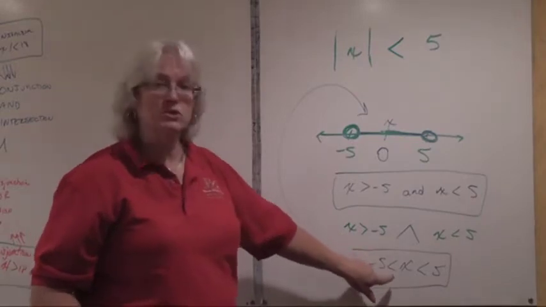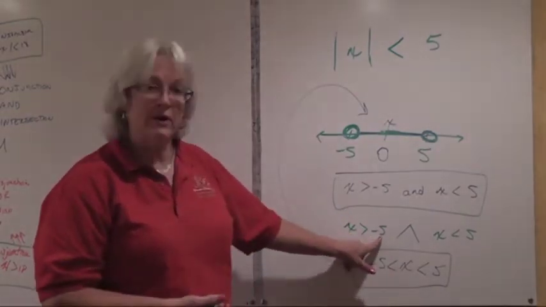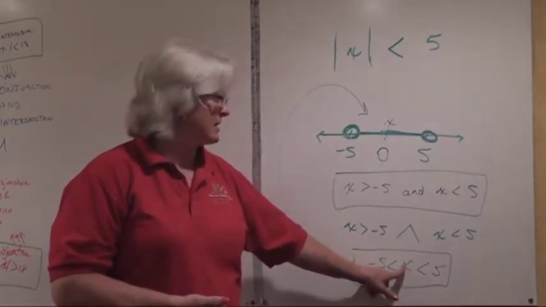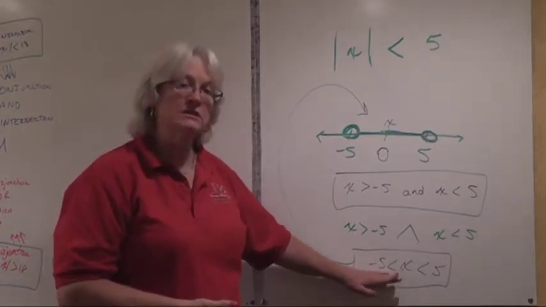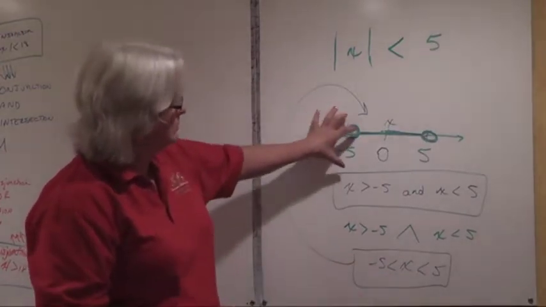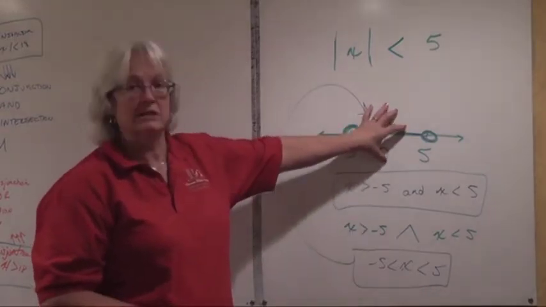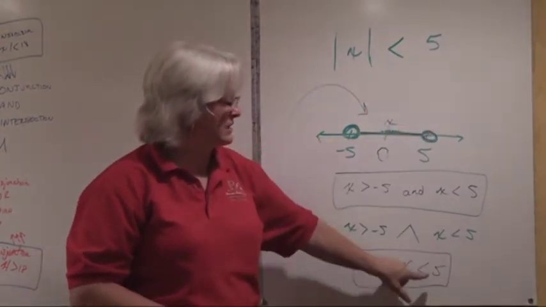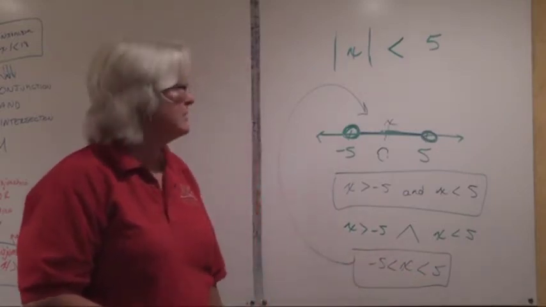Now look, we changed the direction of the inequality symbol, but x is still greater than -5. If we start here, we can read that the same way: x is greater than -5. But this is the formula that you have to use. You start with the smallest number: -5 is less than x, x is less than +5.